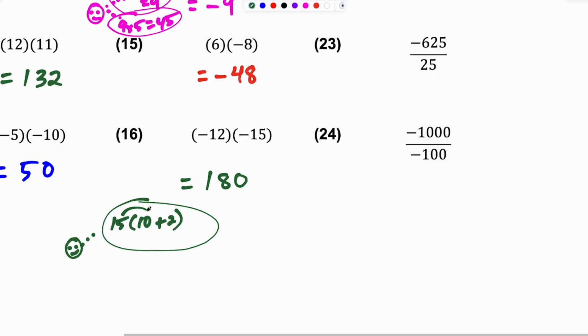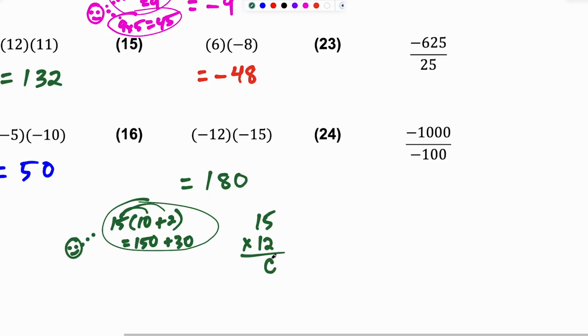So I do it in pieces, and then I say 15 times 10 is 150, because I just put a 0 at the end, and then 15 times 2 is 30, and then in my head I do 150 plus 30 is 180. If you have to, there is no shame in this. You just do 15 times 12 on the side.